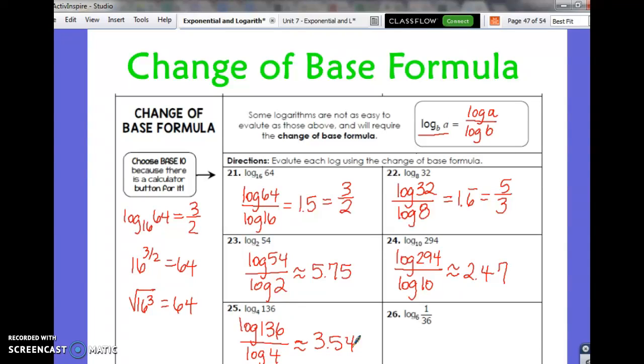Now on 26, you should be able to do that one without the change of base formula, because you're thinking to yourself, okay, 6 to the what power gives me 1 over 36, and that would be 6 to the negative 2 power. However, if you're having a brain lapse, you can use the change of base formula: log of 1 over 36, and since that's a fraction, I would make sure to really watch my parentheses there, over log of 6, and you do get that exponent, that value of negative 2.